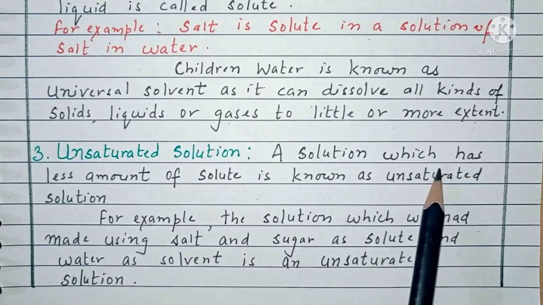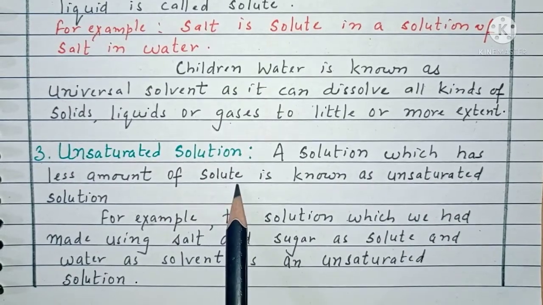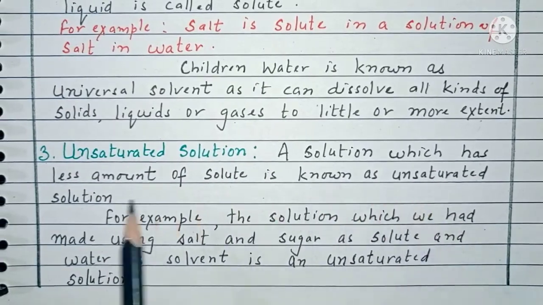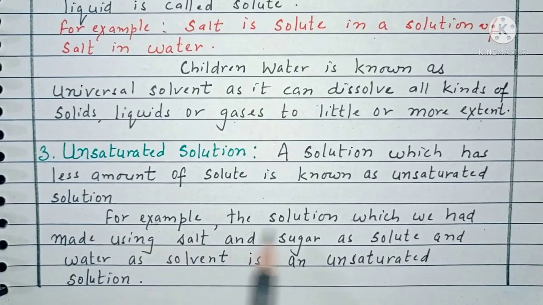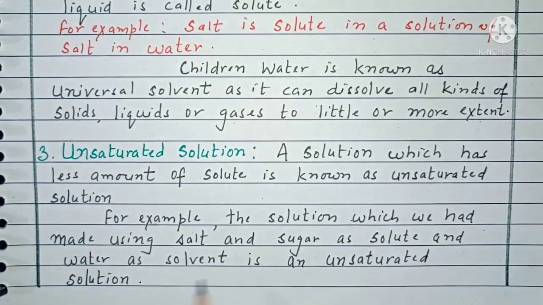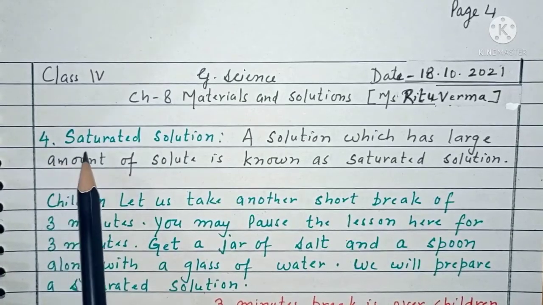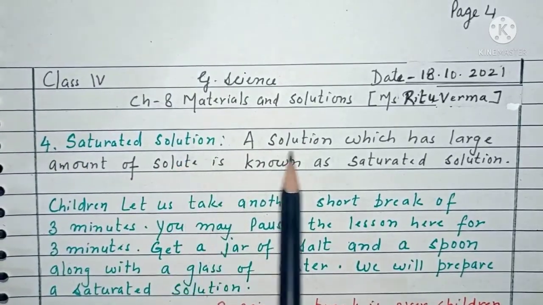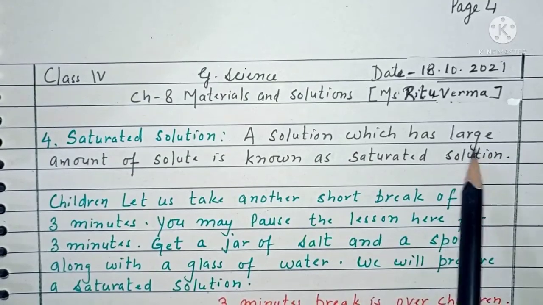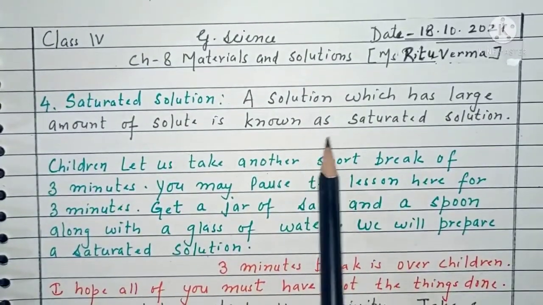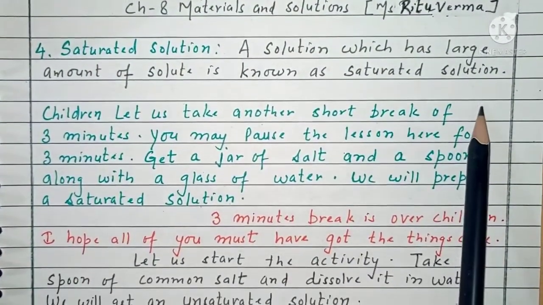A solution which has less amount of solute is known as unsaturated solution. For example, the solution which we had made by using salt and sugar as solute and water as solvent is an unsaturated solution. Now, the term is saturated solution. A solution which has large amount of solute is known as saturated solution.